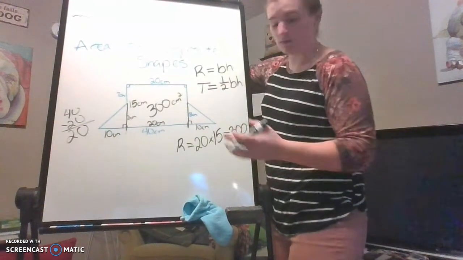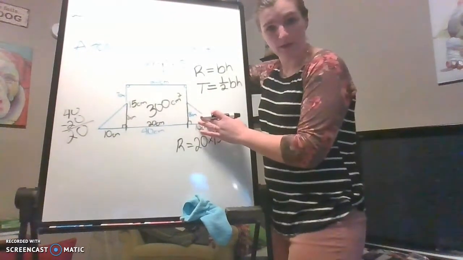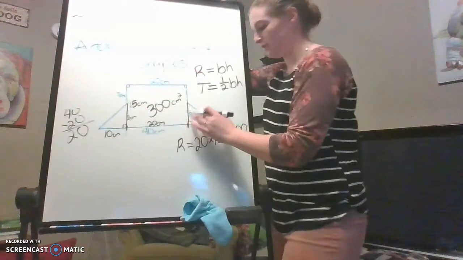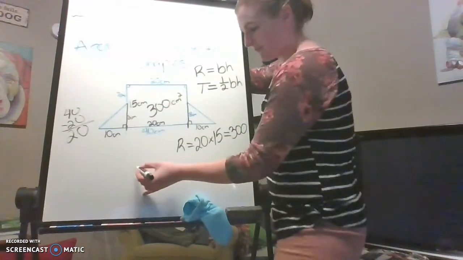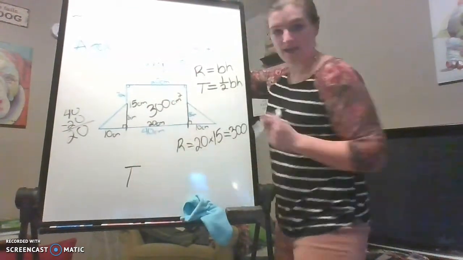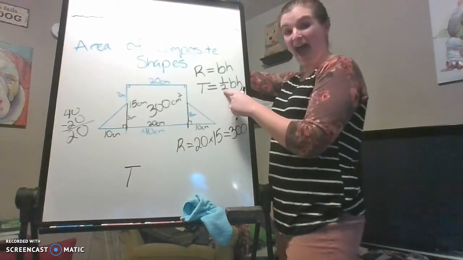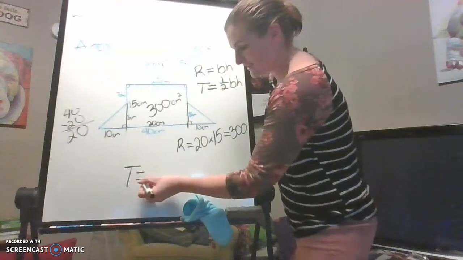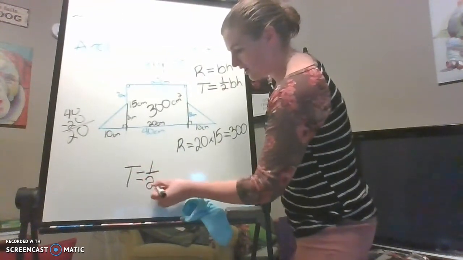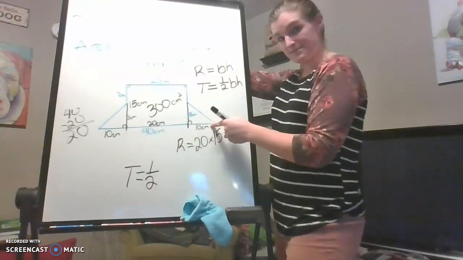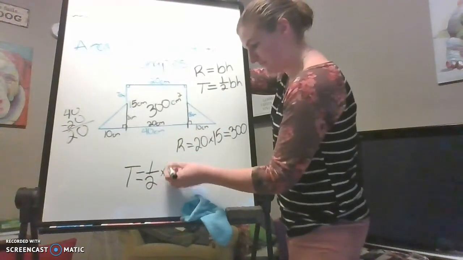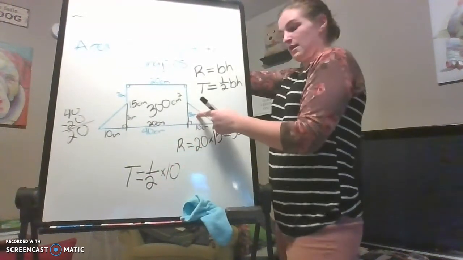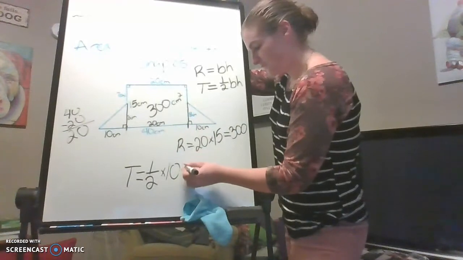Okay, let's find the area of this triangle here. And we know that it's going to be the same over on this side as well. So once we find it here, we know we're going to find it over here. So remember, the area of a triangle is half the base times the height. So this is going to equal 1/2 of the base, which is 10, so times 10, times the height, which is 8.